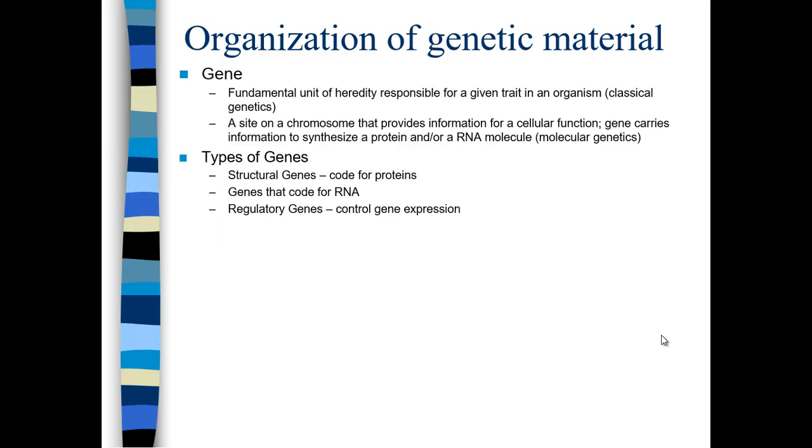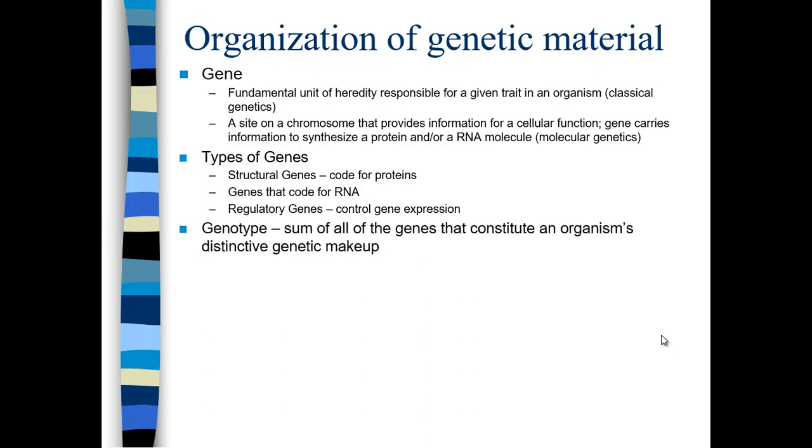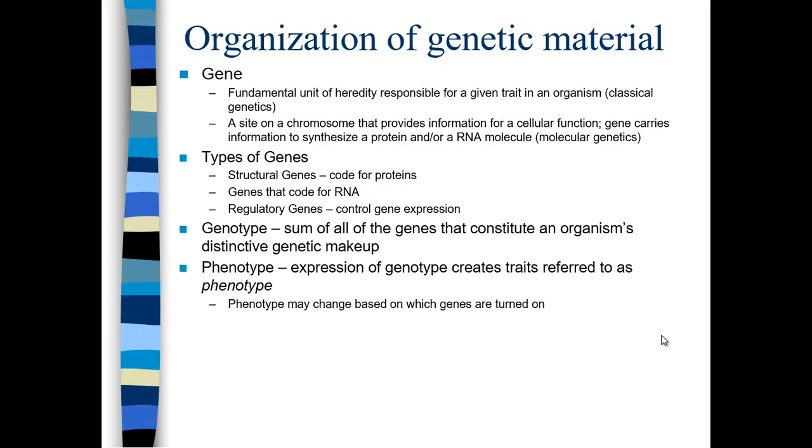There are 3 different types of genes. There are structural genes that always code for proteins. There are genes that code for RNA only, and they do not lead to proteins. And there are regulatory genes that control gene expression. An individual's genetic makeup is their genotype, as opposed to their phenotype, which is their outward appearance. Phenotype is related to genotype, and it may change based on which genes are turned on.